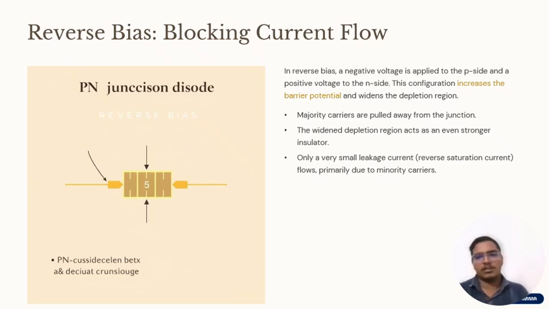Because of the depletion region, the flow of electrons from the holes is reduced. So the current does not conduct in this reverse bias.